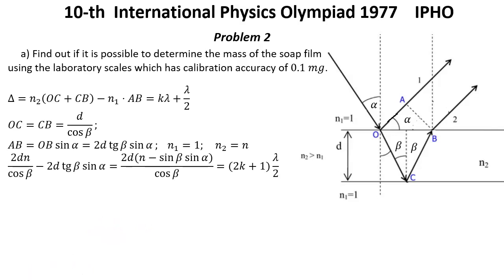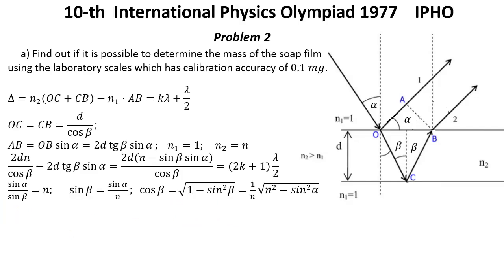Now we can rewrite first formula in the form of regular expression. Now we can use Snell's law to exclude functions of beta, and we have sine alpha over sine beta equal n. It means that sine beta equals sine alpha over n, and cosine beta finally equal 1 over n multiplied by square root from n squared minus sine squared alpha.